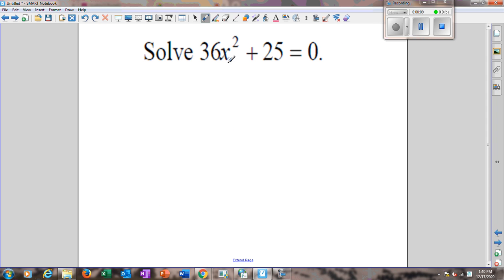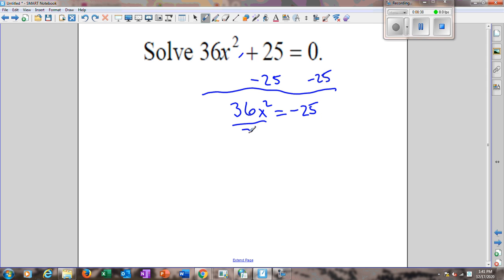All right, so now we have 36x squared plus 25 equals 0. Notice there's no x term in the middle where it's just a number times x, which means that we can solve this by subtracting the 25 over to the other side. So that's minus 25 on both sides. Gives us 36x squared equals negative 25. Divide by 36. x squared equals negative 25 over 36.